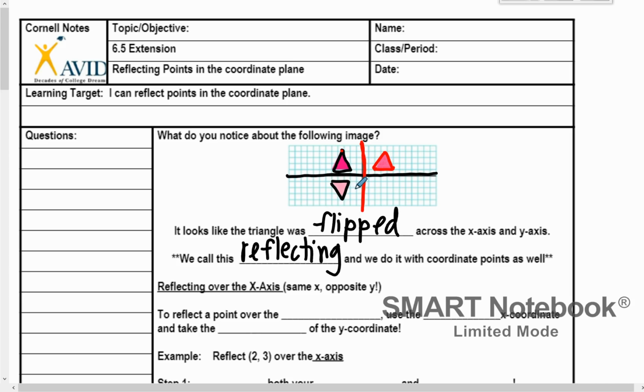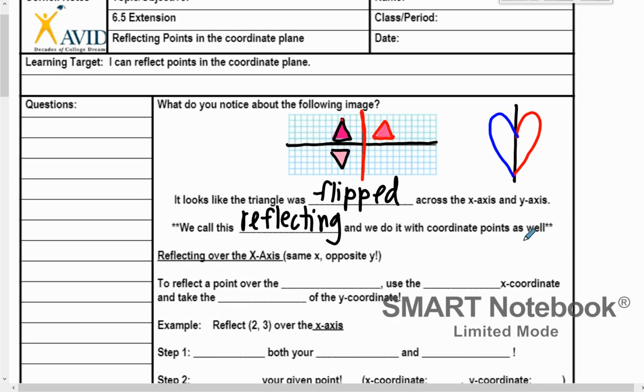Something you might have seen before in elementary school would be symmetry. For example, a heart is symmetrical. If we were to reflect this half of a heart over onto the other side, it would look like this. Hearts are symmetrical, meaning that they are reflections. One side is a reflection of the other side. So you might have seen symmetry before. Reflecting is almost the same thing.